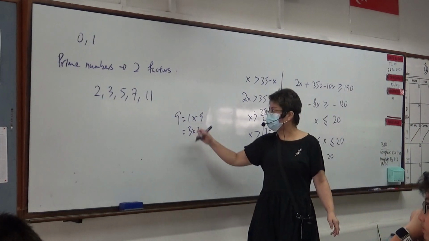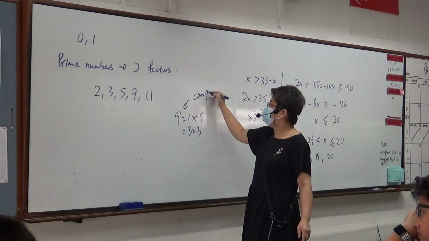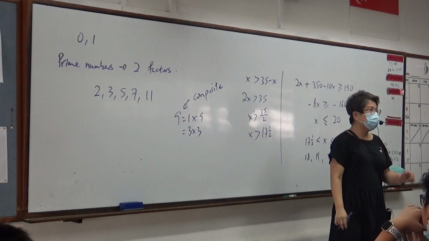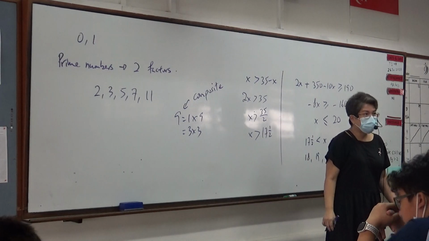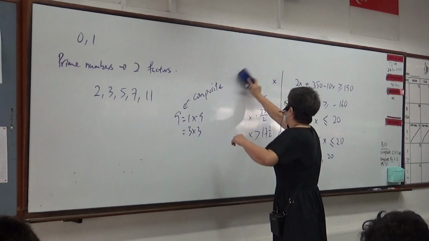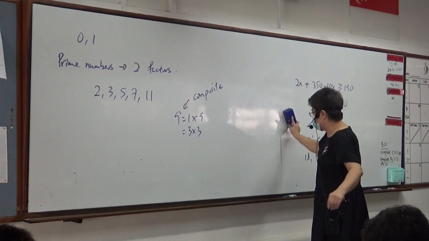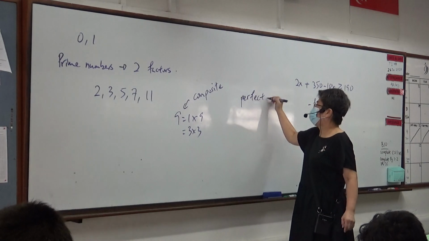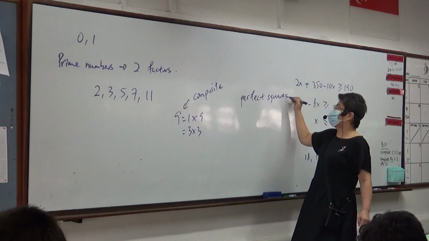So what do we call this kind of number? Composite numbers. This is done in Sec 1. Don't tell me you don't know. Okay, composite numbers. Then I need to ask, what are perfect squares?